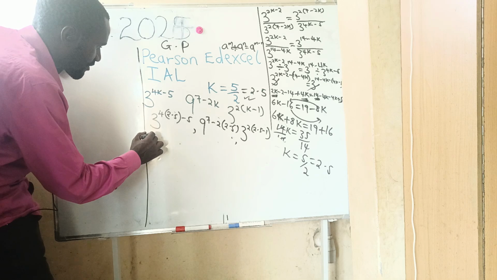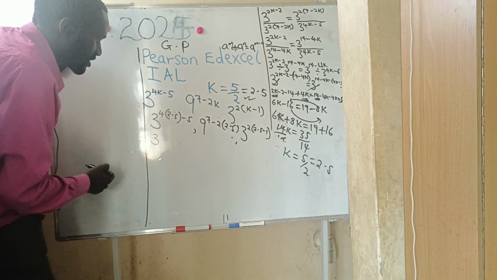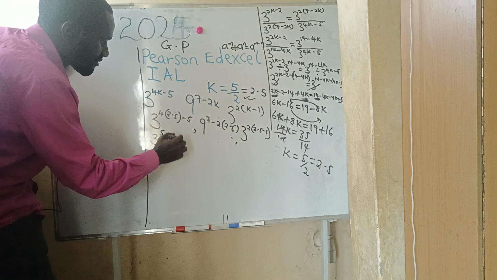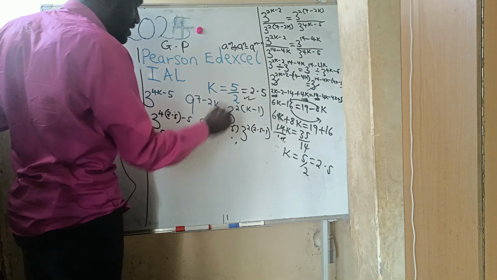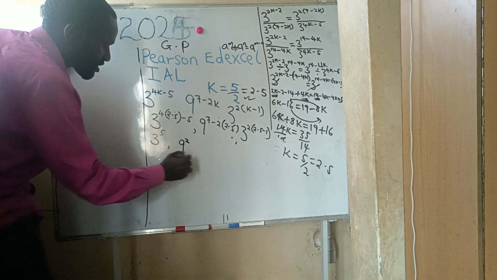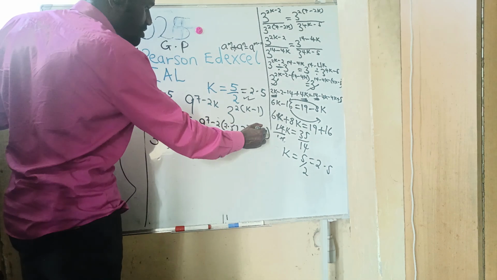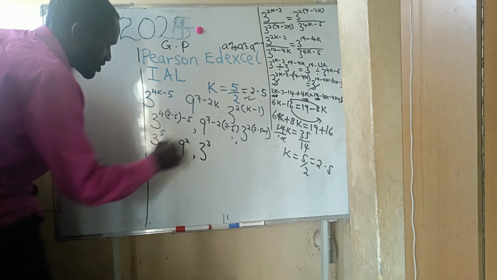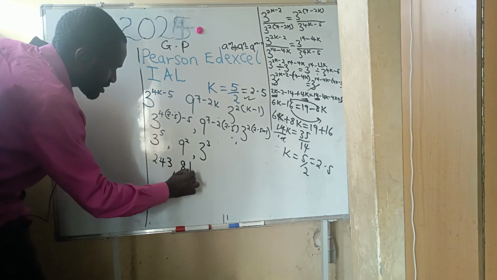So you're going to have 3 raised to, that is 2.5 times 4, that is 10, 10 minus 5, that is 5, so 3 raised to 5. Then we shall have 9 raised to, that is 2 times 2.5, that gives us 5, so 7 minus 5, that is 2, so that will be 9 raised to 2. Then comma, then we shall have 3 raised to, 2.5 minus 1, that is 1.5, 1.5 times 2, that is 3. That will be 3 raised to 3. So this translates into 243, and this is 81, and this is 27.